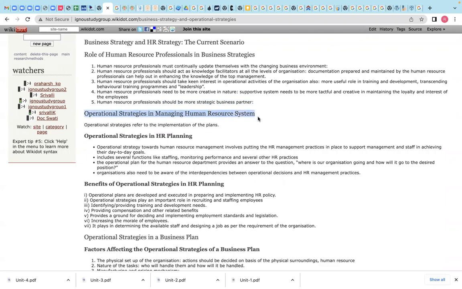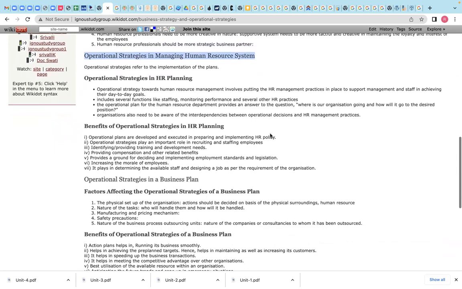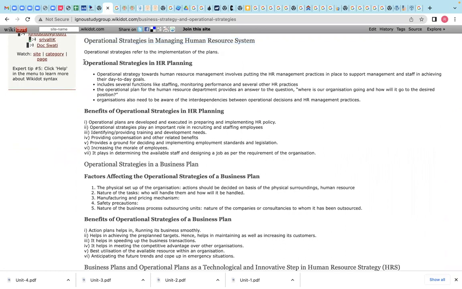Next, going into the operational strategies of HR, of managing the human resource. So what exactly is the operational strategy? Operational strategy is nothing but implementation. The word operations indicates that day-to-day work goals need to be met. That is what operations typically mean. What are the operational strategies? Operational strategy towards HRM involves putting HR management practices in place to support staff to achieve day-to-day goals. Achieving day-to-day goals is the key.